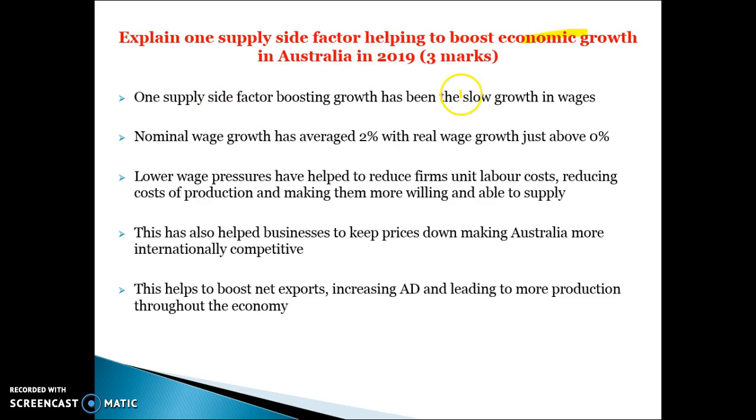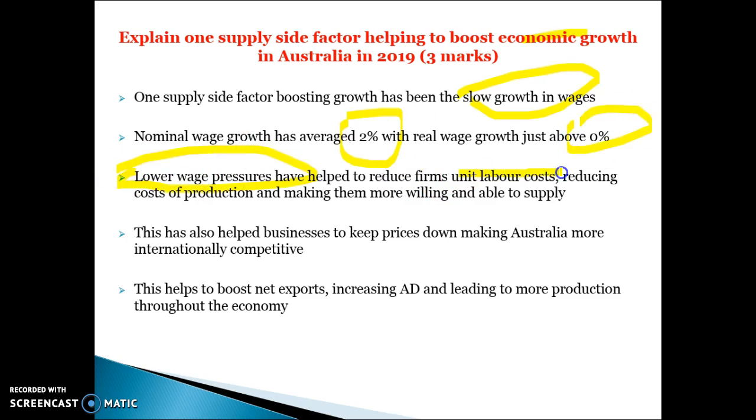So one supply side factor that's positive is the slow growth in wages. Nominal wages are growing at around 2% and real wage growth is just above zero. These lower wage pressures have helped to reduce firms' unit labour costs, reducing costs of production and making them more willing and able to supply. So that's your first link to the supply. It's also helped to boost our international competitiveness by keeping prices down, and that makes us more competitive, and that flows on to more net exports, increasing demand and more production throughout the economy.